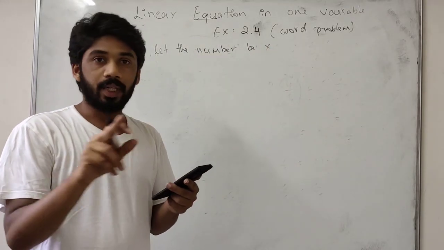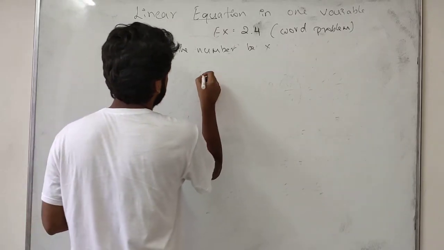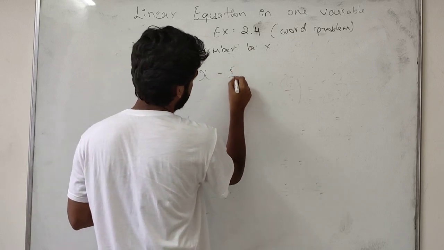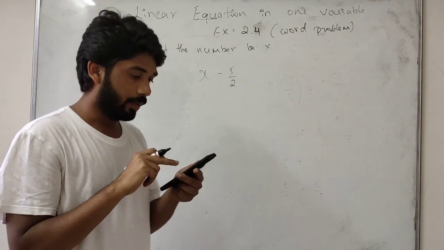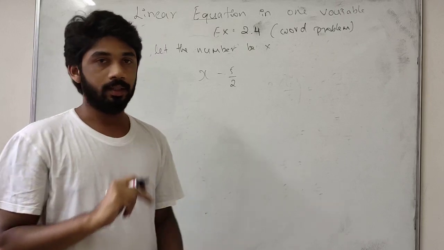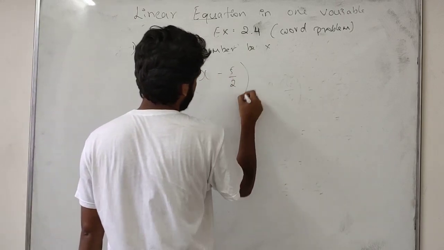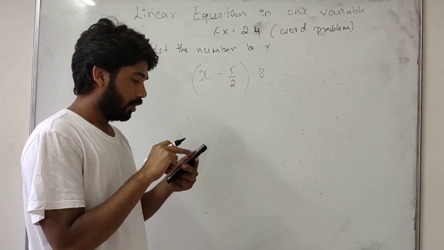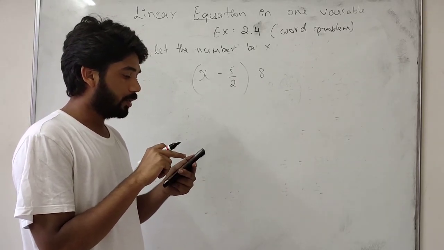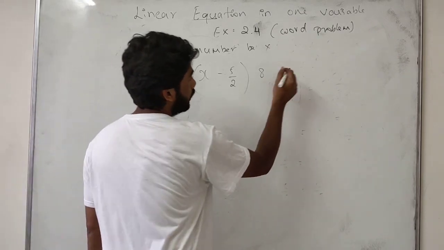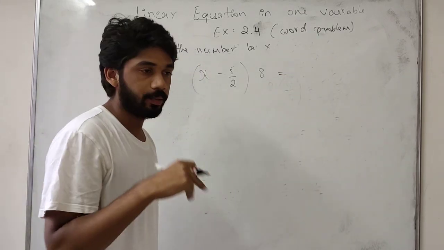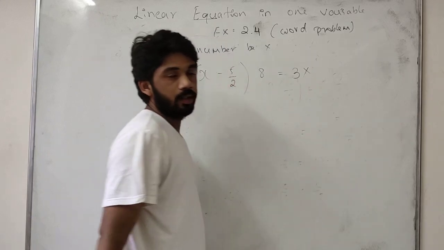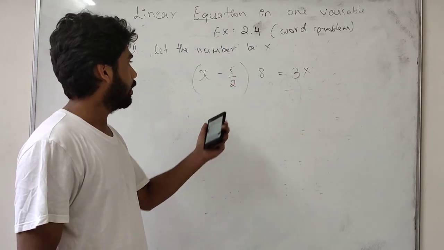Amina thinks of x and subtracts 5 by 2, which means x minus 5 by 2. She multiplied the result by 8, which means we have to multiply this by 8. The result now obtained is 3 times the same number, so the result is equal to 3x. Then find the number.